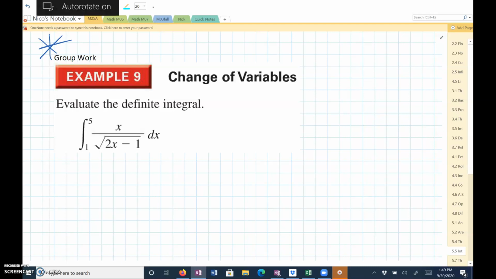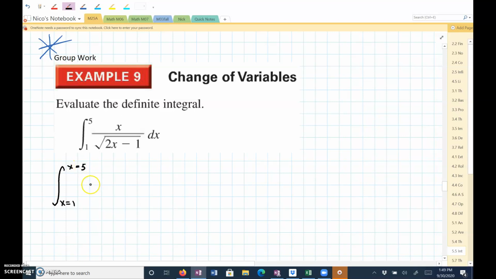Example 9, change of variables. Evaluate the definite integral. Okay, so again, think of this as being the integral, and the lower limit is x equals 1. The upper limit is x equals 5. And this is x all over the square root of 2x minus 1 dx.